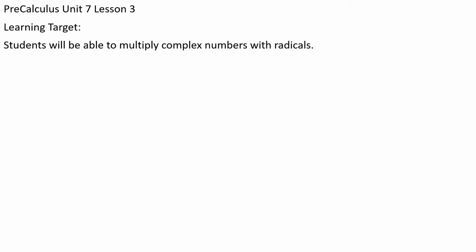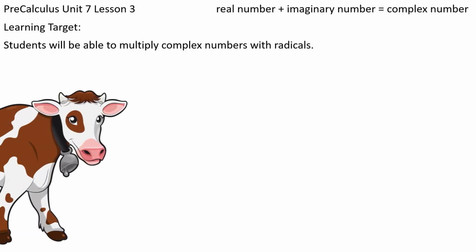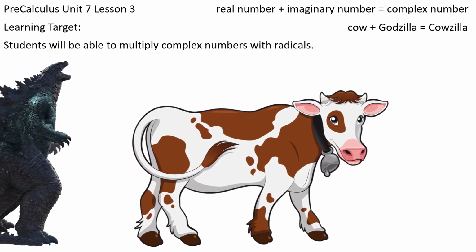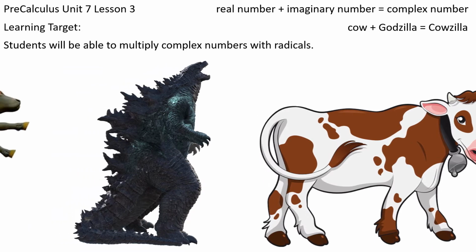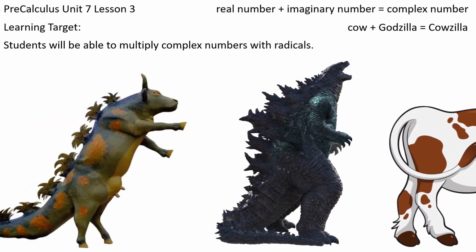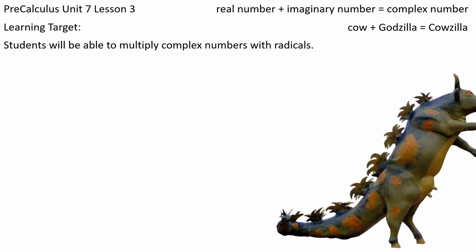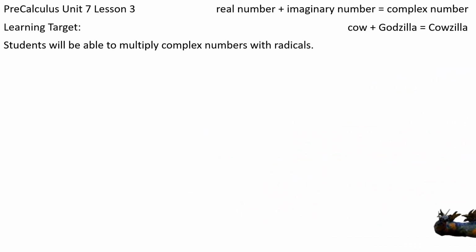Of course, if we take a real number, add it to an imaginary number, we come up with a complex number. So I'm guessing that if we take a cow, add it to Godzilla, we end up with Cowzilla. Okay, oh, maybe that wasn't that humorous.